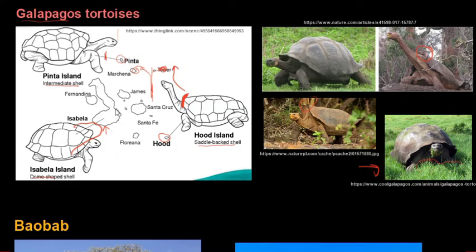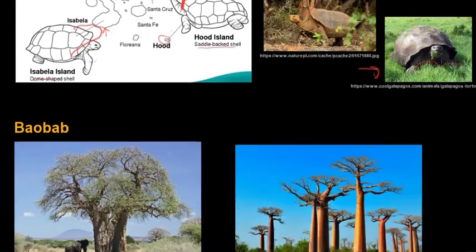So that's another example. And once again, these tortoises also became separated at some point, and then they had to adapt to the different environmental pressures. In this case, it was the food. And then eventually they become phenotypically and genotypically different from each other.